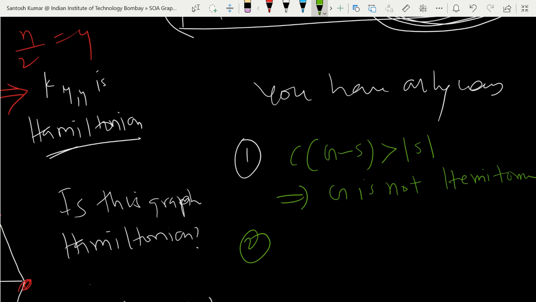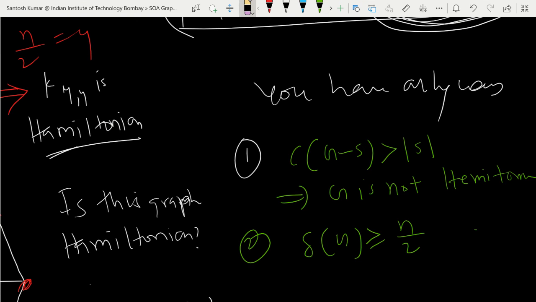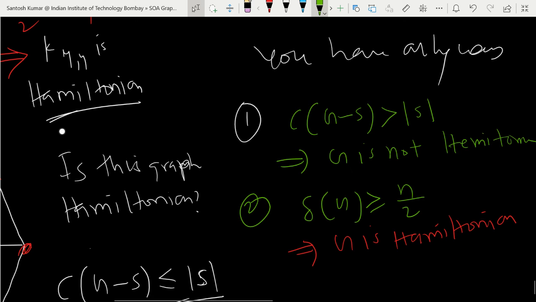And second one, if delta G is more than equal to n by 2, then you can surely say that it is Hamiltonian. So you check which one holds. If the opposite happens, then you can say nothing. Then you can say G is Hamiltonian. Okay. So you check this.